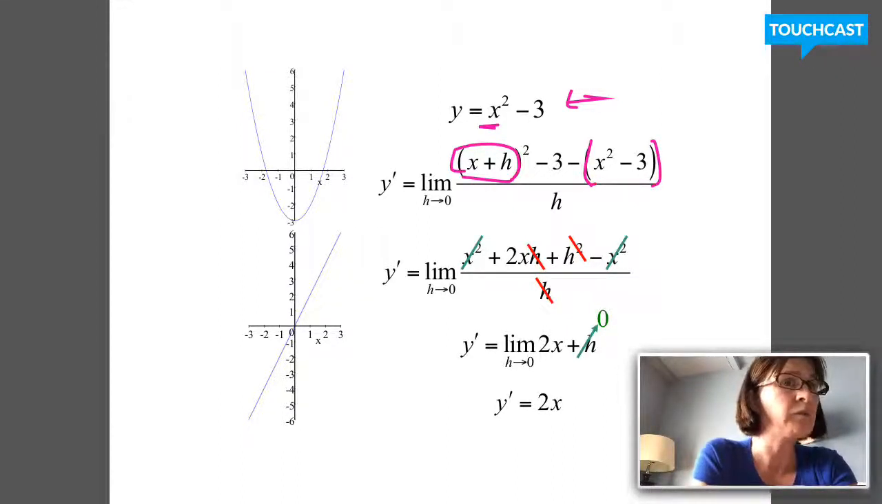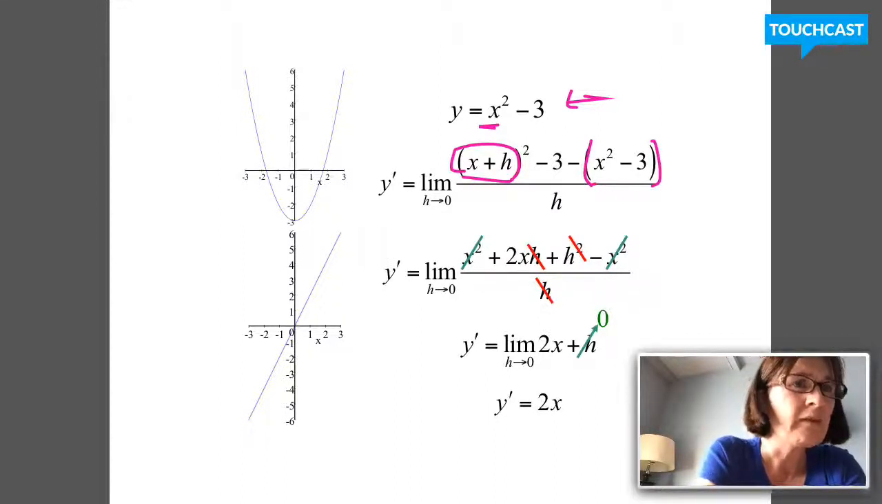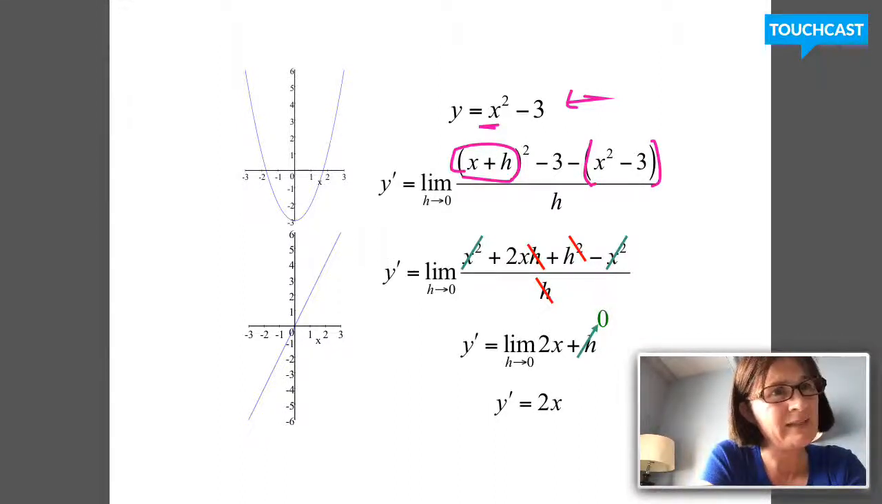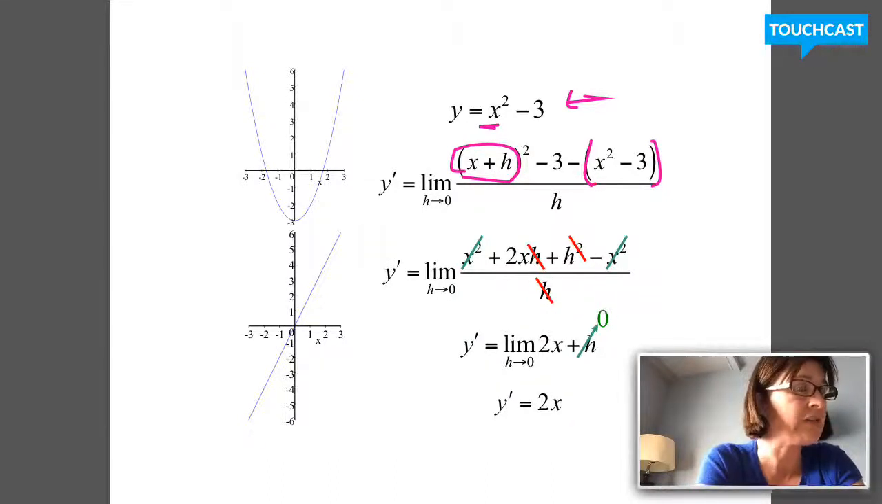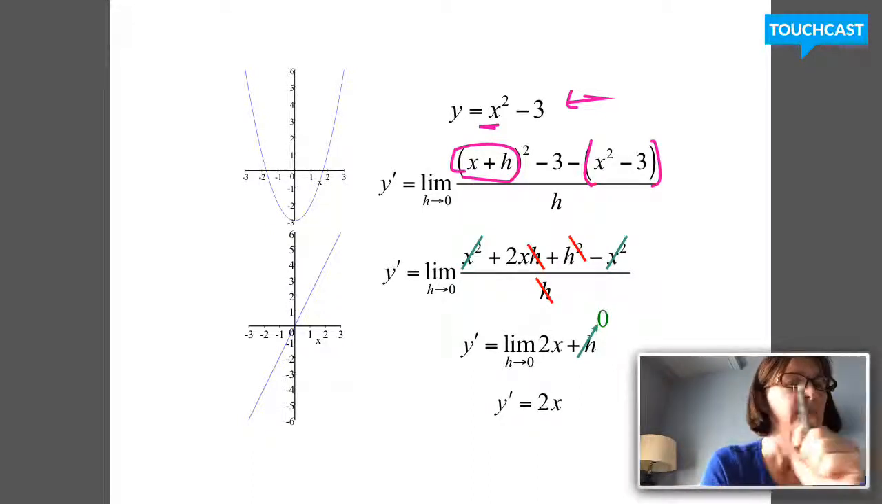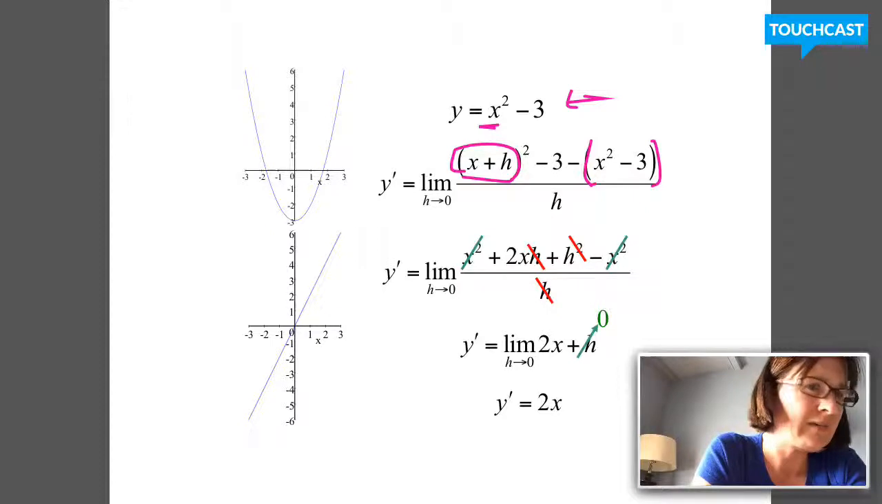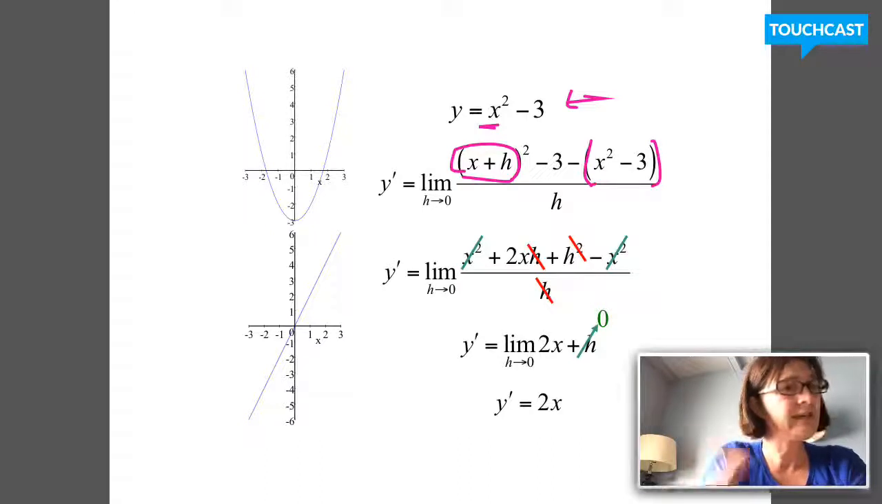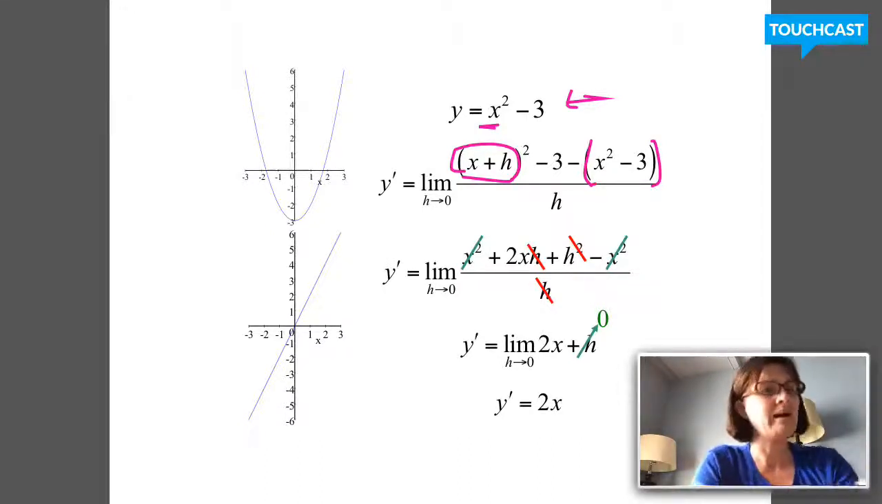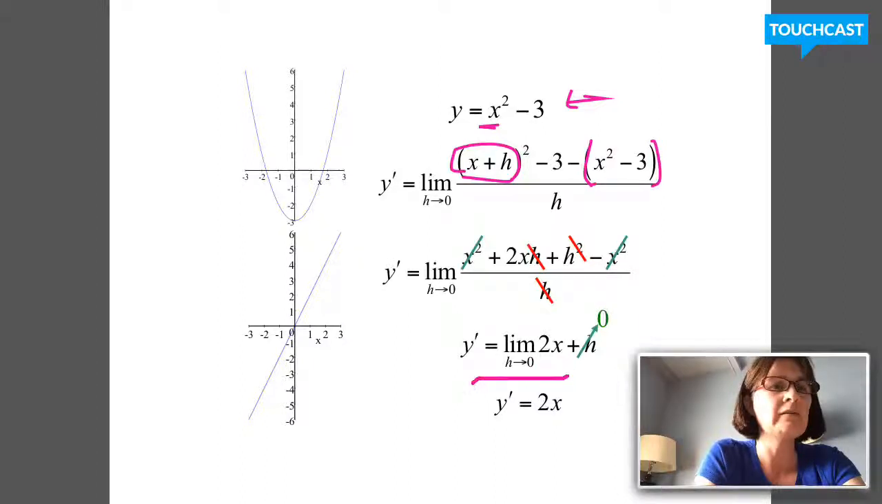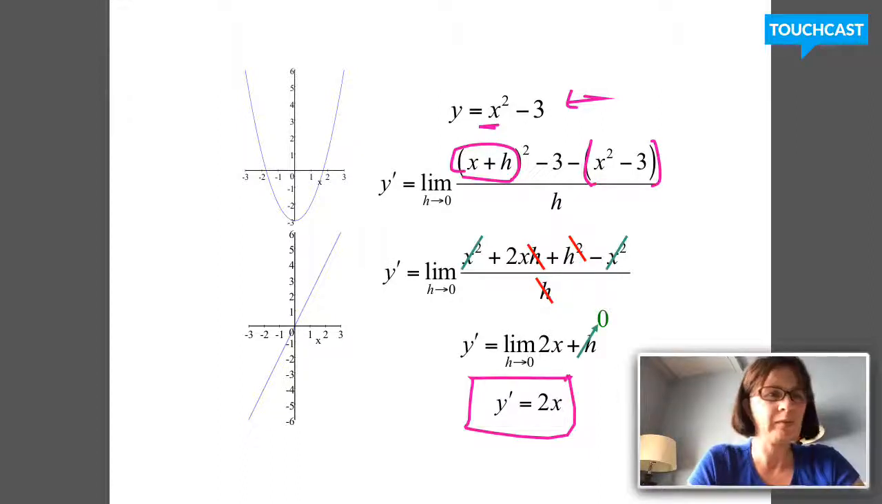We could FOIL out x plus h squared. You can see that happened here. My minus 3 is going to cancel with my minus negative 3, and my x squared and my negative x squared are going to cancel. So I'm going to have 2xh plus h squared all over h. You can factor an h out of all of that. What I'm going to end up with is the limit as h goes to 0 of 2x plus h. Now, since I had the h already canceled out, I won't have a 0 in my denominator problem. I can plug in 0 for h, and I have here y prime is 2x.